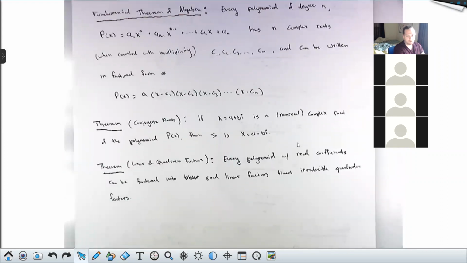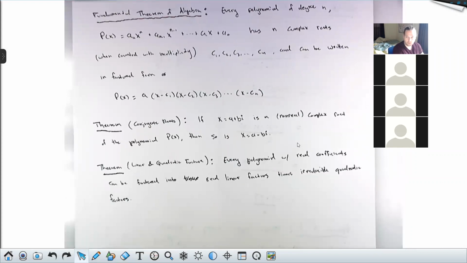In other words, there is no such thing as an irreducible cubic. Every degree 3 polynomial can either be written as a product of real linear factors or a real linear factor times an irreducible quadratic factor. An irreducible quadratic factor is just a quadratic that doesn't factor over the real numbers. It's a quadratic that has complex roots.